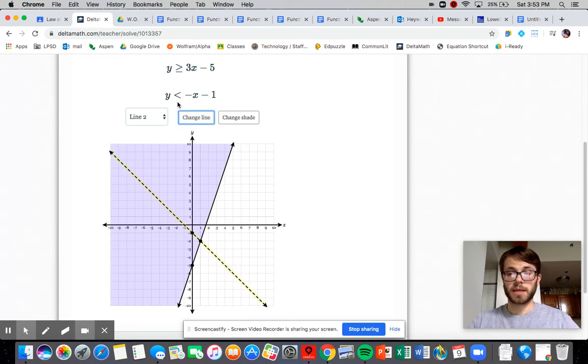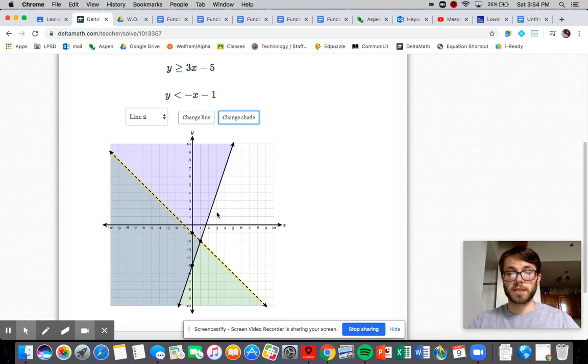The reason behind that is anything on the line itself will not actually satisfy this inequality, so we cannot include it. Once again, it does not go through 0, 0, so we can still use 0, 0 as our test point. So we have 0 is less than 0 minus 1. Is 0 less than -1? No, it is not. So this is not correct, right? Because my test point, 0, 0, is not actually in the solution set, so we cannot include this side.